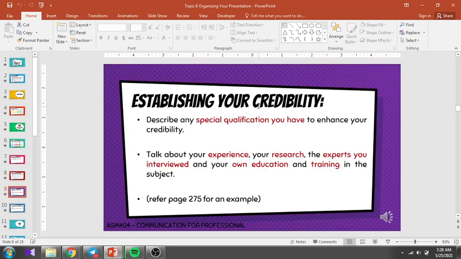Okay, establishing your credibility. Describe any special qualification you have to enhance your credibility. That's why, as I said, your clothing reflects your credibility also. And talk about your experience, your research, the experts you interviewed, and your own education and training in the subject. Meaning that it shows you are the right person to talk about the topic. You have done your research or study, so you know some things that the audience doesn't know, so you want to tell them what you know about that.